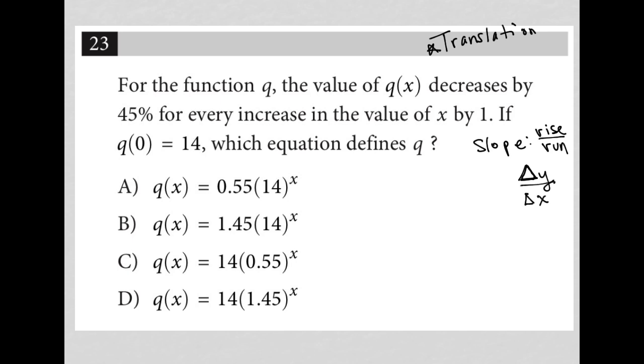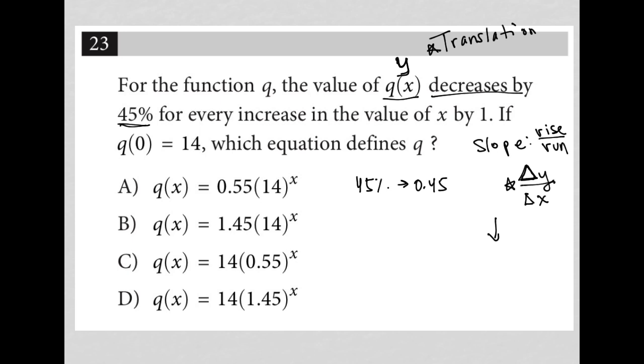And that's why reading this first sentence reminds me of slope, because it's saying that the q of x, which is always a y value, right? Our function is always a y, like all these can be crossed out and replaced with y if we wanted to. So the question is saying that that y value decreases by 45%. So 45% decrease is like saying my change in y is down 45%. 45% as a decimal is 0.45.